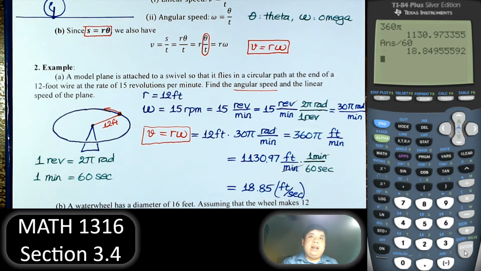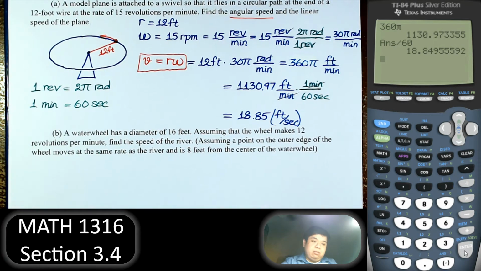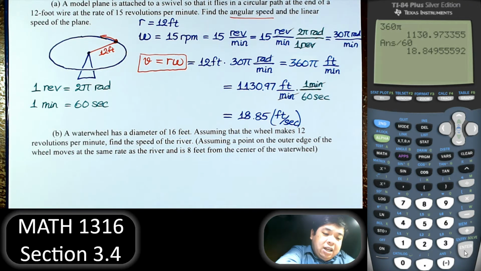Next, look at another example. A water wheel has a diameter of 16 feet. Assume that the wheel makes 12 revolutions per minute. So once again, we are given the angular speed in RPM, revolutions per minute. Find the speed of the river. Assume that a point on the outer edge of the wheel moves at the same rate as the river and is 8 feet from the center of the water wheel.